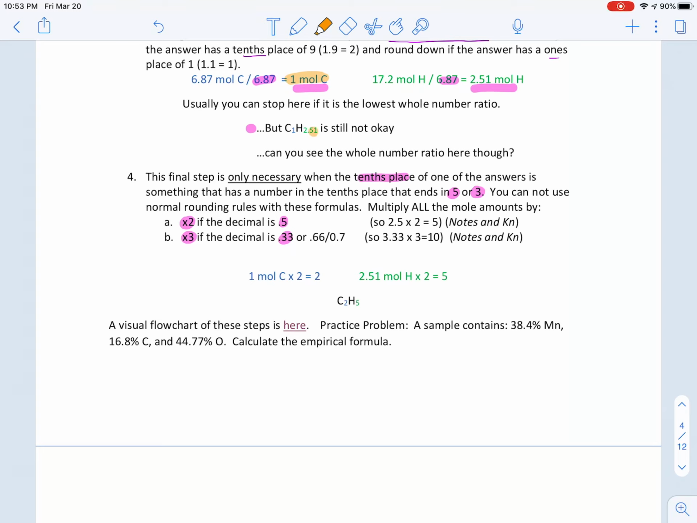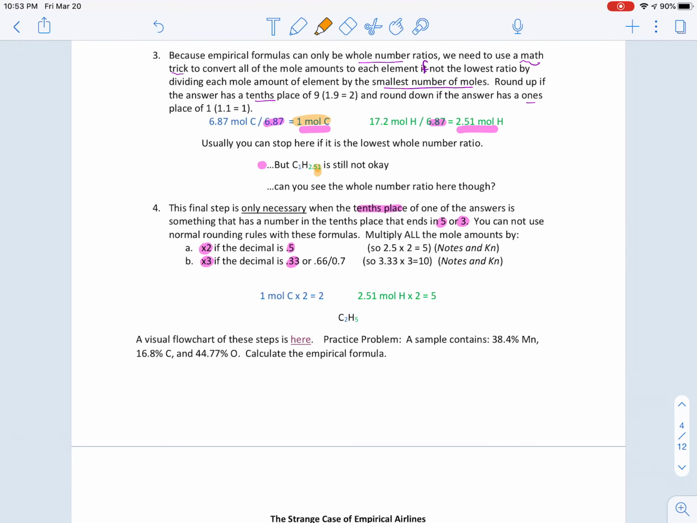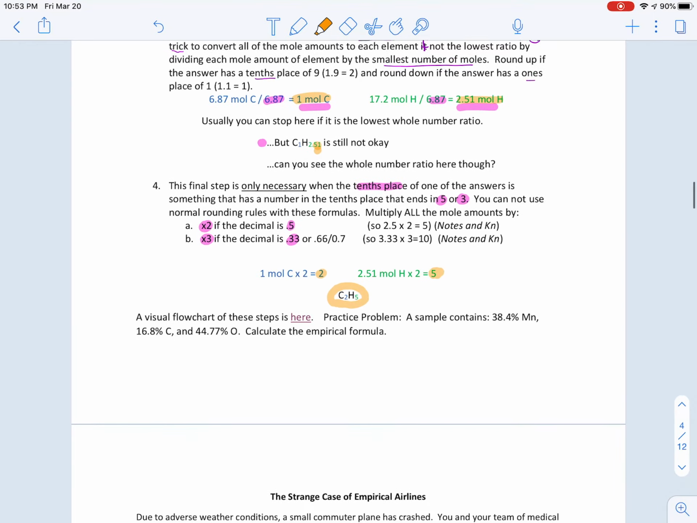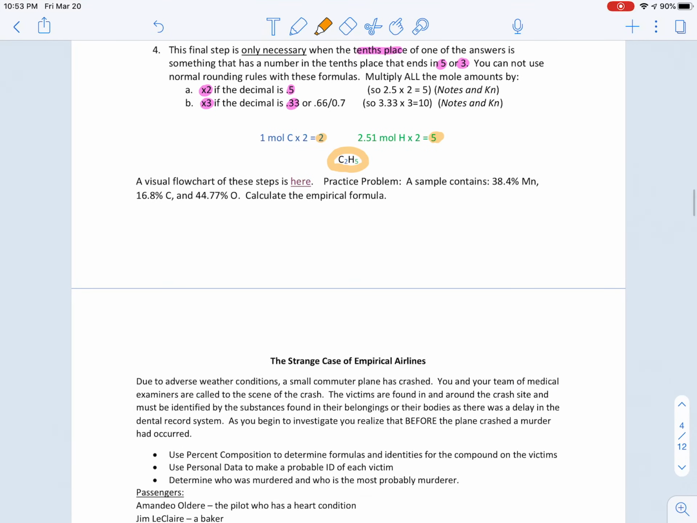So I'm going to take this top number. Here's the number I have. And I'm multiplying, because it ended up that I had one number that had a 0.5. I'm trying to get rid of that 0.5. So I'm multiplying everything by 2. So the 1 mole of carbon becomes 2 moles of carbon, and the 2.5 moles of hydrogen becomes 5. Like I said a minute ago, you probably could have seen that just by looking at it, that ratio, 1 to 2.5, is the same thing as carbon to hydrogen 2 to 5.